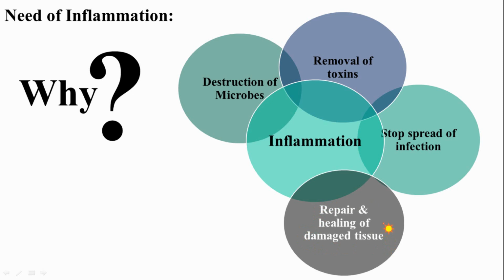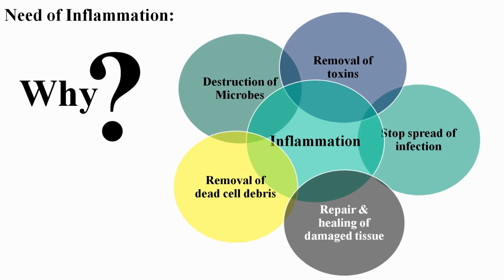So that's why this inflammation also stimulates the repair and healing of the damaged tissue. That's why we need the inflammatory process. We need this inflammation in order to remove the dead cell debris from the site of tissue damage. Whenever there is a tissue damage, there will be dead cell debris because of the damaged tissues as well as because of the dead cells, dead bacterial cells. So in order to remove all the dead cell debris, we need inflammation.